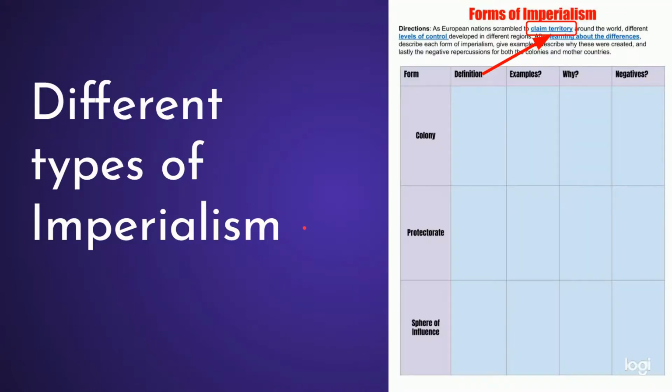Now, moving on to this idea of imperialism, there is a second slide to this, and that is the different forms or types of imperialism or imperialistic ways of doing things. There are three that you are going to have to know about: colonies, protectorates, and spheres of influence. What you're going to end up doing is writing the definition of this, examples of this that you will see, why they had this form of imperialism, and any negative effects that we see. If you go to this link right here, it's going to take you to a website that's really going to benefit you for each of these.